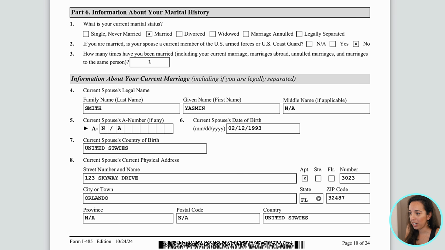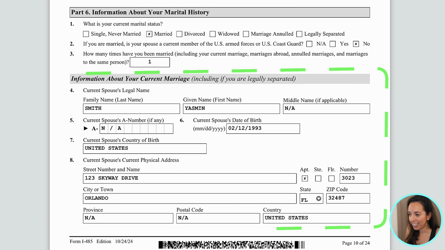Part 6 is information about your marital history. So question 1 asks, what is your current marital status? So you're going to select married, as you're now filling out this form after you've been married. Question 2 asks, if you are married, is your spouse a current member of the U.S. Armed Forces or U.S. Coast Guard? I am not, so we selected no. Question 3 asks, how many times have you been married? So we selected 1, as this is both of our first marriages.